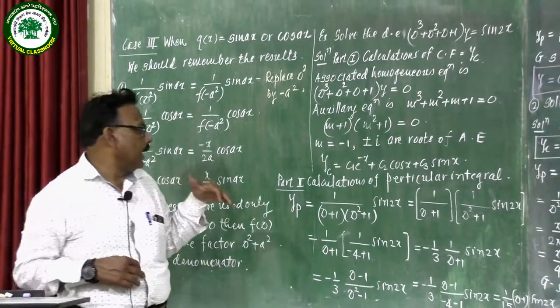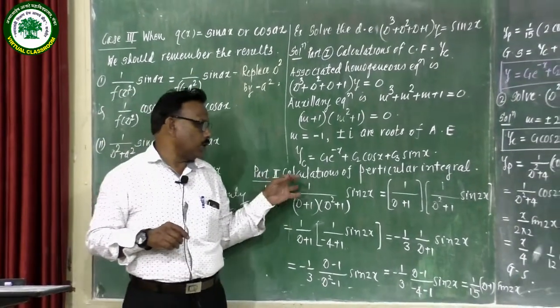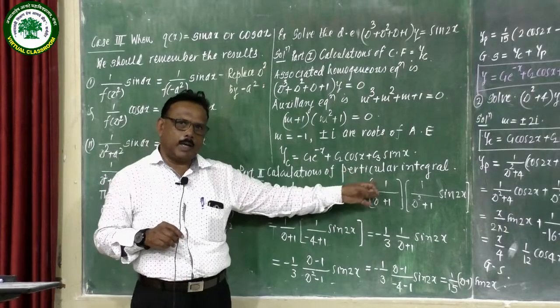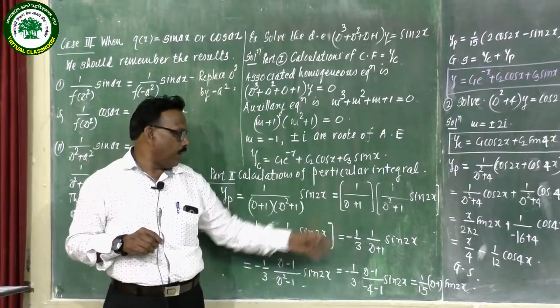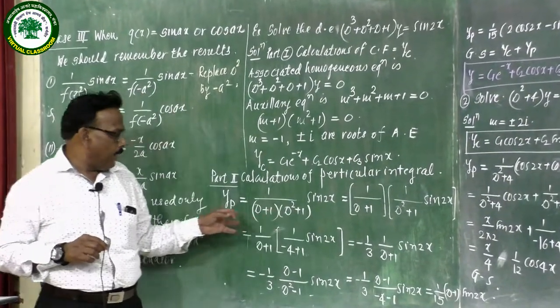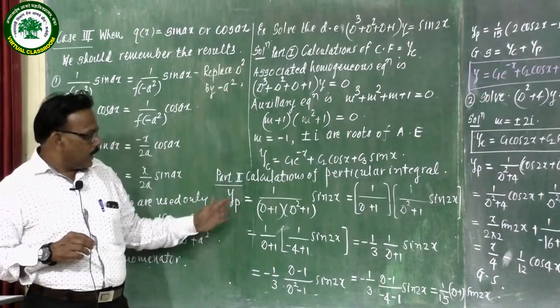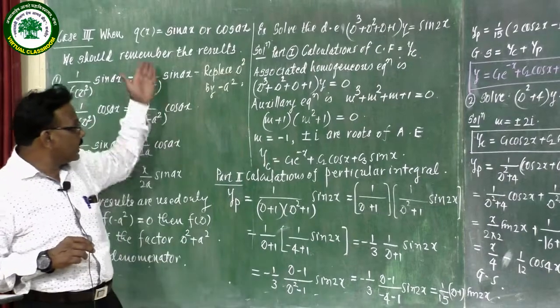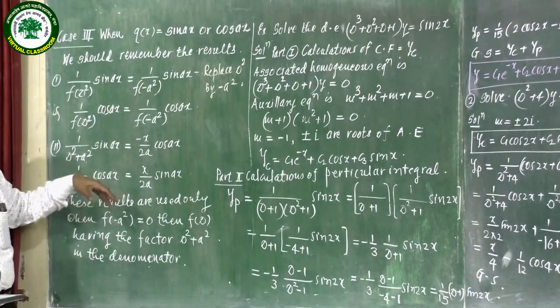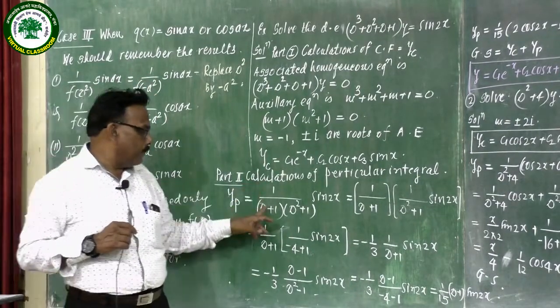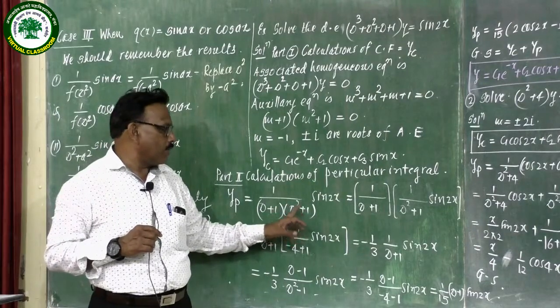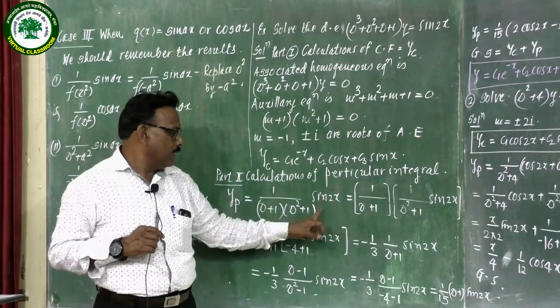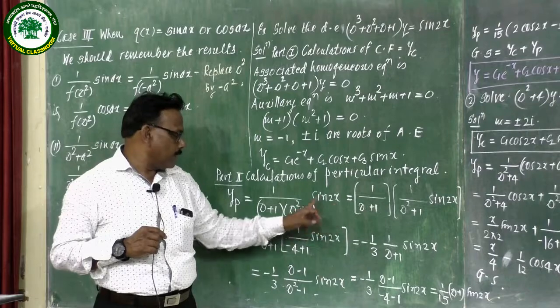2.5 marks you will get, and after that, for calculation of the particular integral, you will again get 2.5 marks. Second part is the calculation of the particular integral according to your results which were discussed before. Yp is 1 upon (D plus 1)(D square plus 1). Here try to understand, Q(x) is sin 2x.